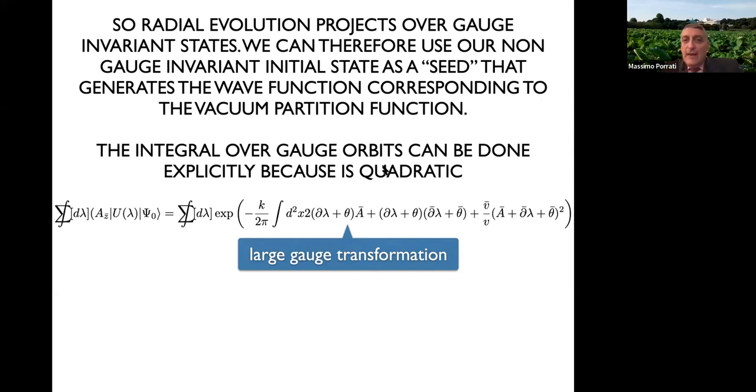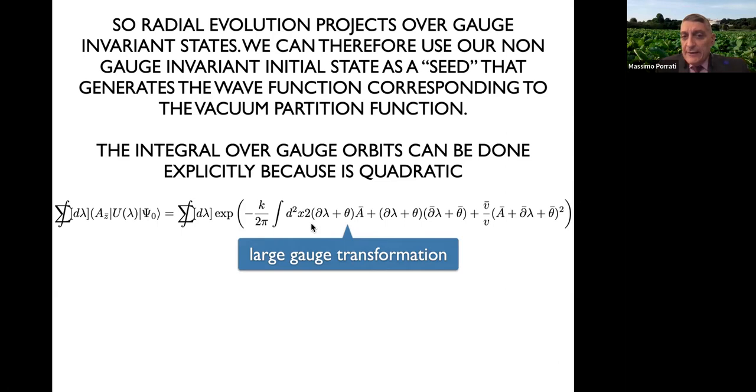And the integral over the gauge orbits, that's the nice surprise, can be done explicitly, because after all, for Abelian gauge transformations, this integral is quadratic. So what I wrote here implicitly in terms of this function u can also be written explicitly in terms of the explicit form of psi 0 that I wrote before, remember this v bar over v, and in terms of the form for the gauge transformation that I gave a few slides ago.